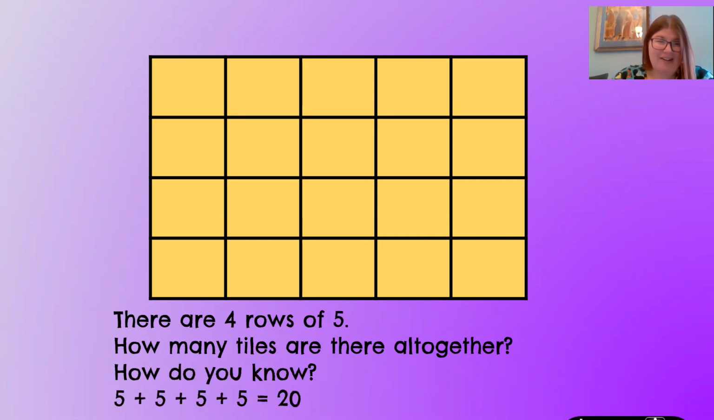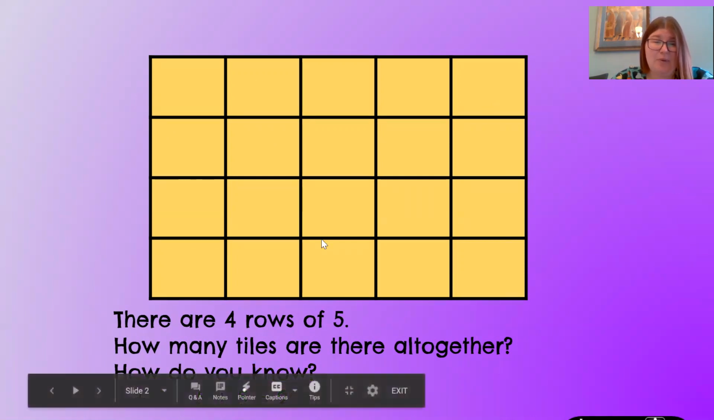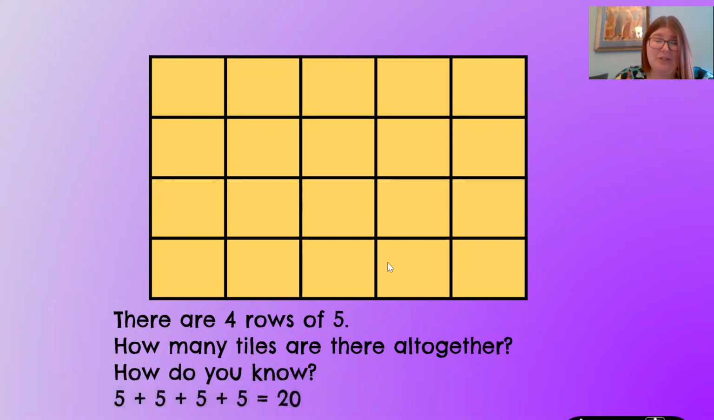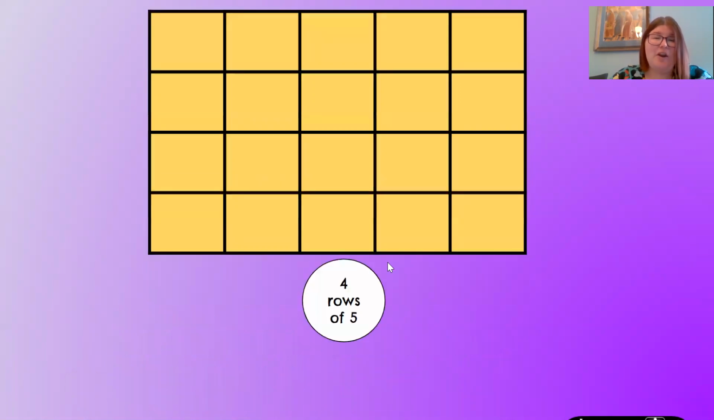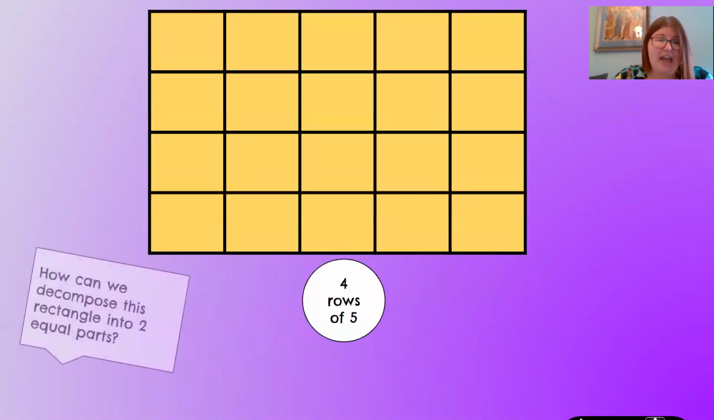Let's check our work. So if you said 5 plus 5 plus 5 equals 20, you are correct. There's 1 row of 5 plus another row of 5 plus another row of 5 plus a last row of 5, and that equals 20. We can check our math by counting the squares. Okay, so if I know I have 4 rows of 5, how can we decompose or take apart this rectangle to have equal parts? So if I'm taking apart the rows, where would I have to split them? Think about that.